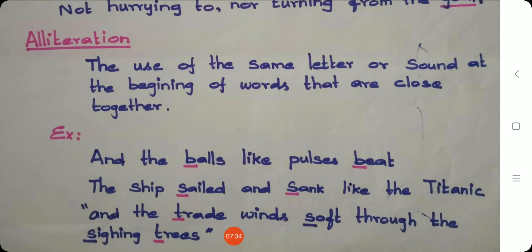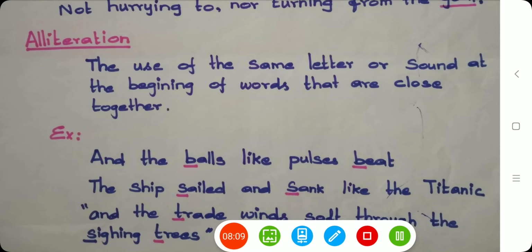And also we have another pair of alliterated words, that is soft and sighing. Here soft and sighing are beginning with the same letter S and both have the same sound. So this is an example for alliteration. Alliteration means use of the same letter or sound at the beginning of words. So the letter should be the same and, very importantly, the sound also should be the same. Now let us see in the poem what alliterated words we can find.